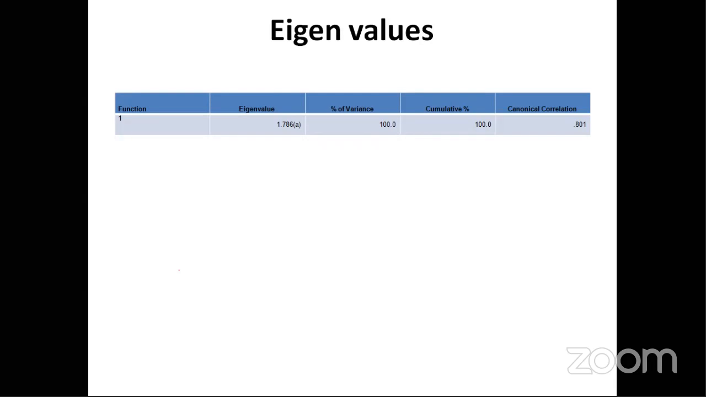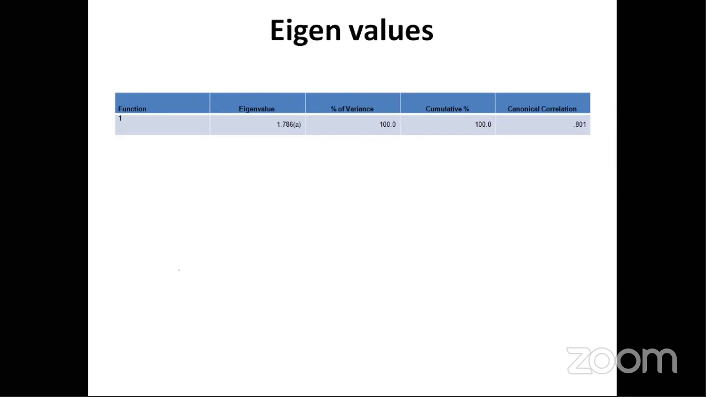Those groups are V-state family and non-V-state family. Here we have only two groups, so we'll get only one function, 2 minus 1, one function, and we'll get the eigenvalue for one function and canonical correlation. Here, you can see the eigenvalue for that function is 1.786 and the canonical correlation is 0.801.